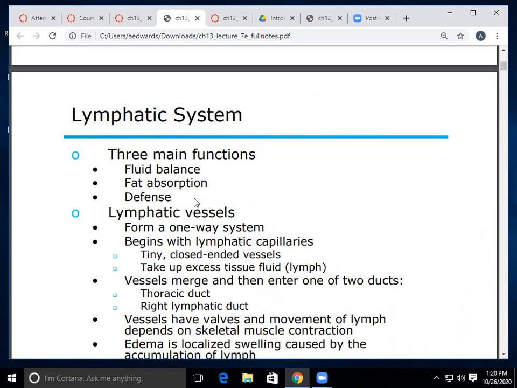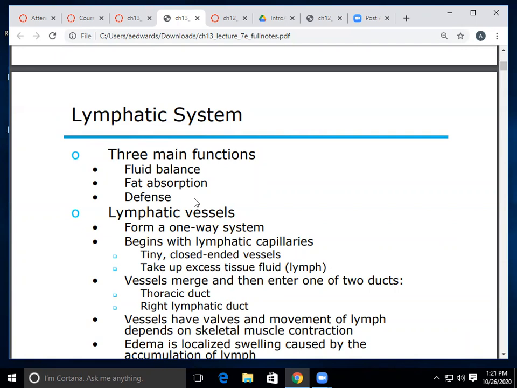All right, lymphatic system. So we briefly touched on the lymphatic system in the previous chapter on cardiovascular system. Its role is in fluid balance, making sure you have the right amount of fluid in your system, absorbing fats. It also has a function for immunity or defense.